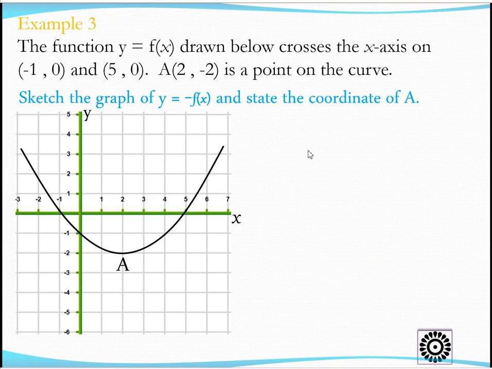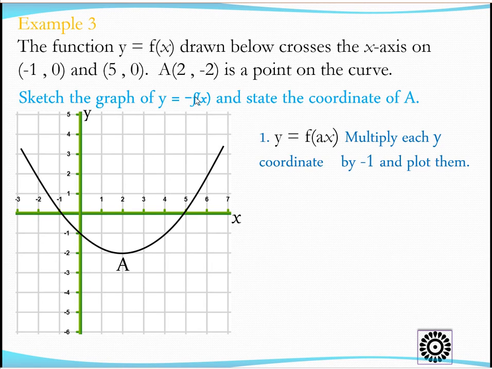Example 3, we are supposed to do y equals negative f of x. Negative here means negative 1. Don't forget, negative 1. So when you have negative 1, it means multiply only the y coordinate by negative 1. So the y coordinate here is 0. The y coordinate here is also 0. So those ones will not change. But there's 1 here, which is negative 1, negative 2, negative 1. We're going to multiply them by negative 1.